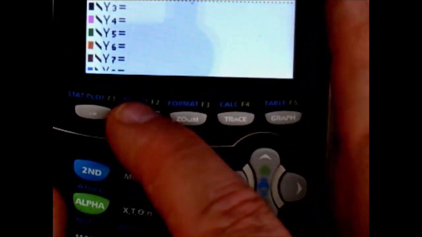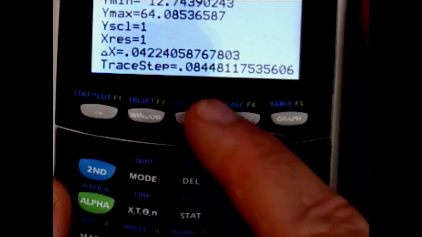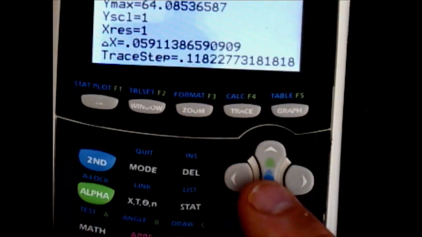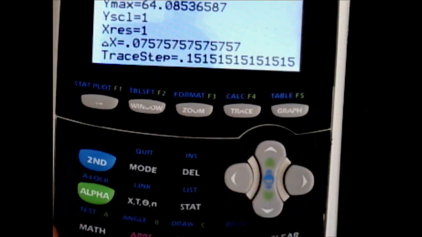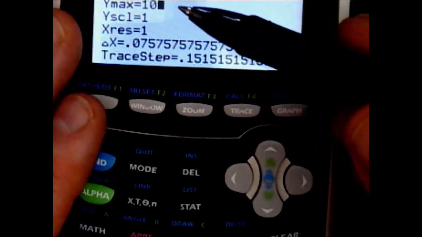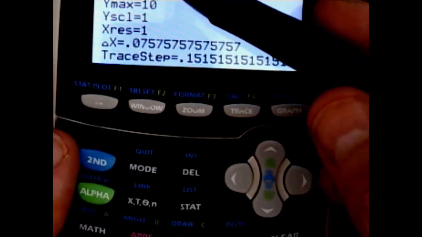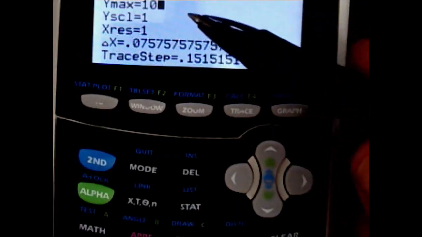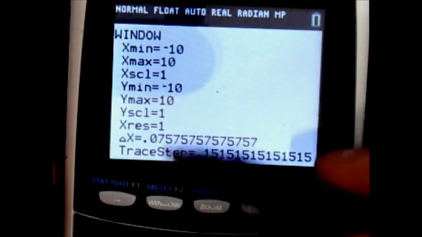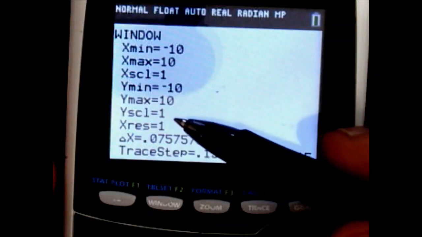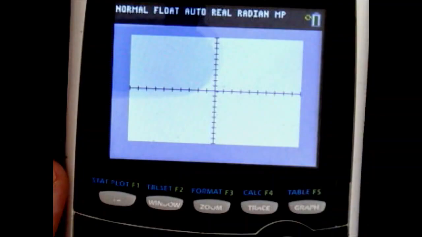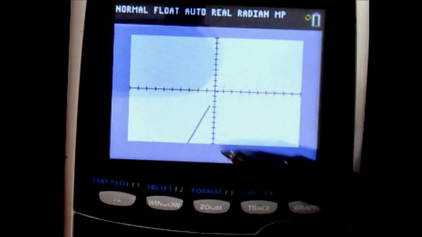and my viewing window, it's all over the place, but I can get a standard window by typing in -10 to 10 and -10 to 10. Your x-min, x-max are how far left and right you go. X-scale is how far apart each tick mark is. The y-min, y-max is how low and how high you go, and y-scale is how far each tick mark is. The rest of this stuff, just leave it alone. So now when you hit graph, it's a 10 by 10 window in every direction.